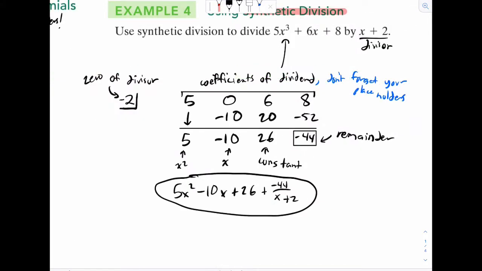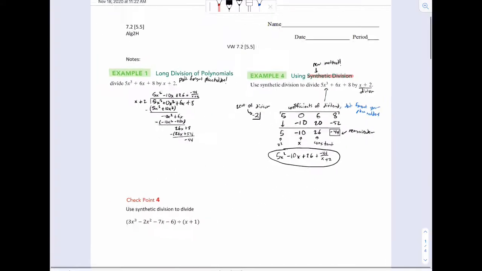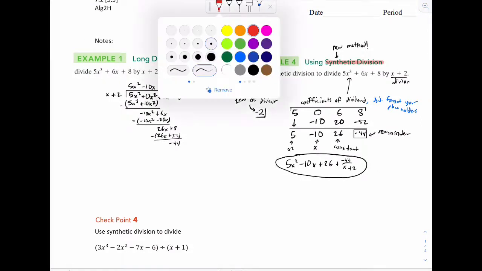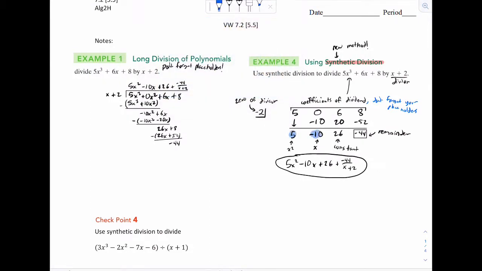Now, if you're wondering why that's working, let's take a look at the old problem. You're going to notice some similarities here. Our answer, 5, -10, 26, -44, those numbers are all appearing right here. Now your work, when you're multiplying this -10, that's happening right there. This 20, that's happening right there. The 52, that's happening right there. And if you notice, we always subtract. That's why we're taking the 0, because that takes care of the opposite sign. So synthetic is just a very fast way of doing long division.